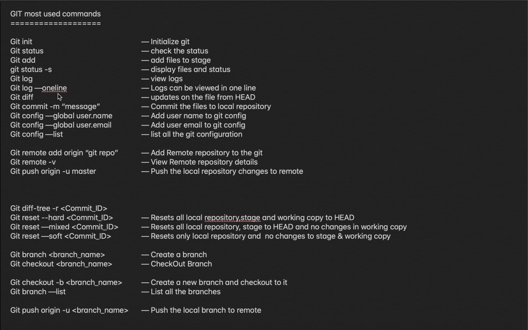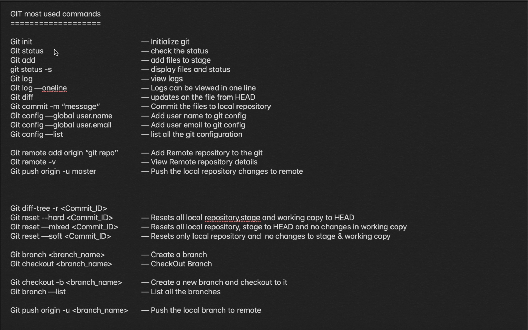For the first thing, to initialize Git on a specific folder or directory, you need to use git init. And git status will help you see what changes you made, which files are untracked, which files you have already added to the staging area, and you can see everything over there. It will help you understand what files are untracked, what files are already staged, and what files are modified.